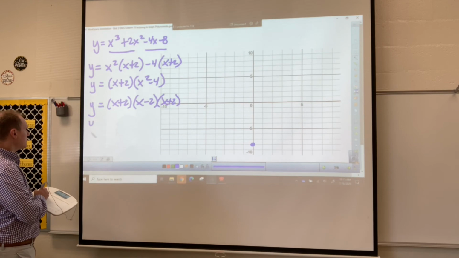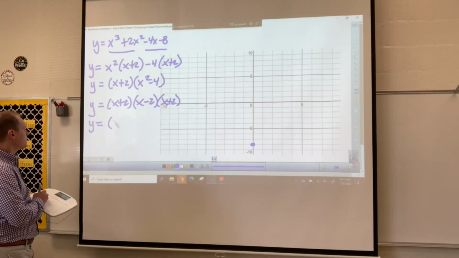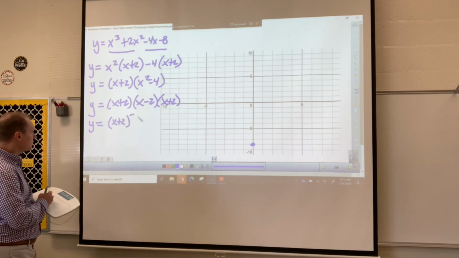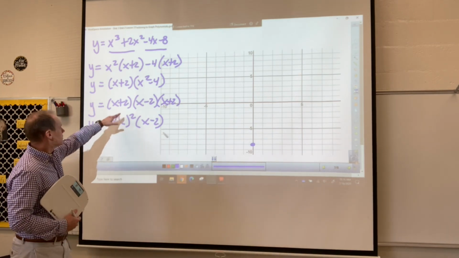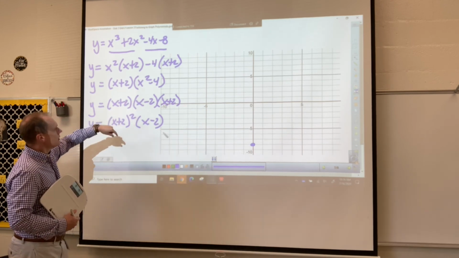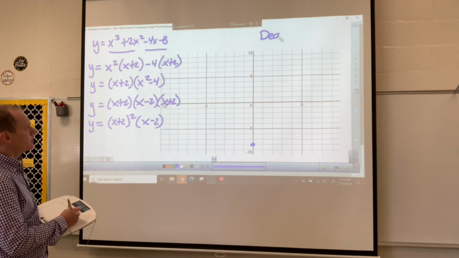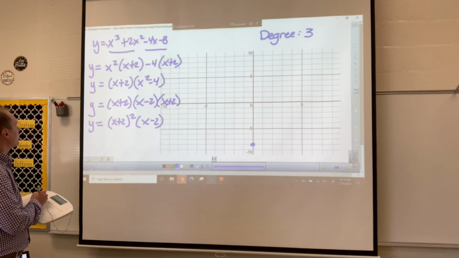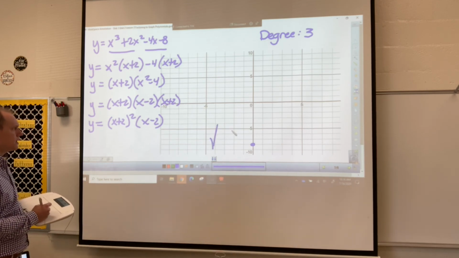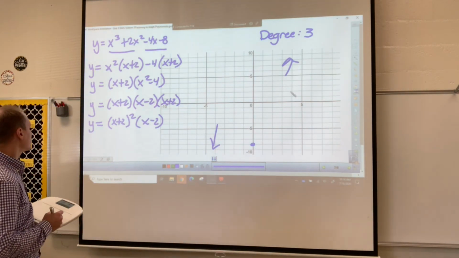Or we could rewrite that, since we have two factors of x plus 2, as x plus 2 squared times x minus 2. So that is fully factored form. I mean, so is this, but just written differently. We know it's a degree 3, as we see from the beginning here. So it's a cubic. It's a positive cubic, so it's going to end up going down to the left and up to the right, because it's a positive odd degree. So that's the end behavior.